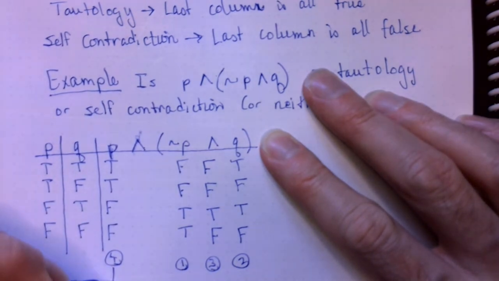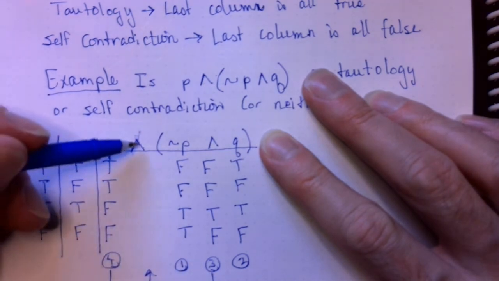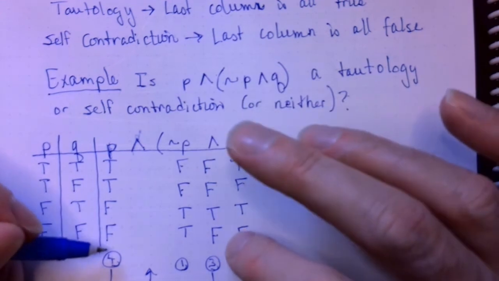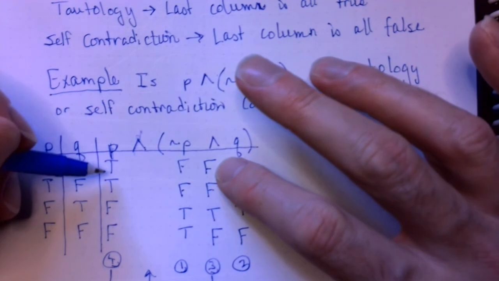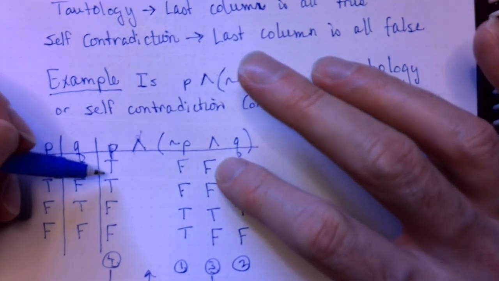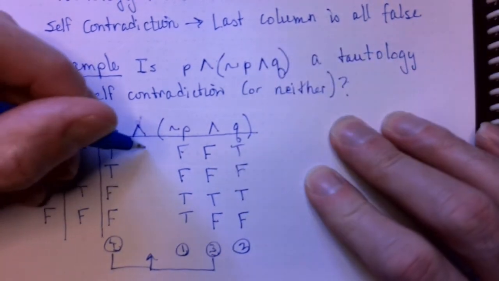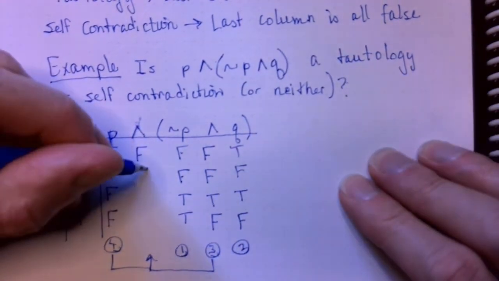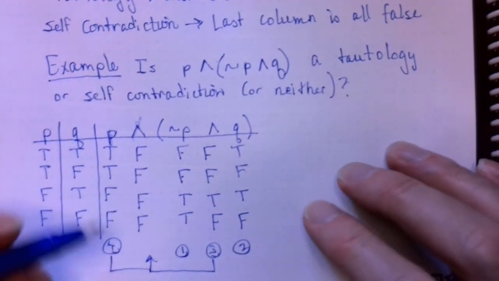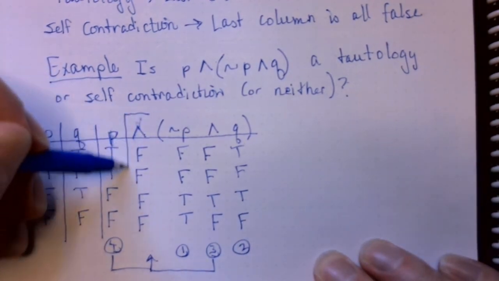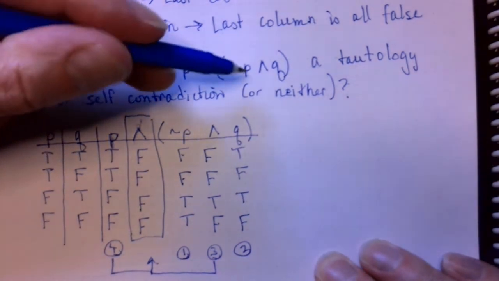Okay, so now I'm looking at column 4 and column 3 right there, and I'm going to complete this operation on this column. It's an AND operation. So remember, AND will only give you a true if both of the inputs are true. So here I have true, false. So output is false. True, false. Output false. False, true. Output false. False, false. Output false. Okay? So this is the truth table for P and, not P and Q.